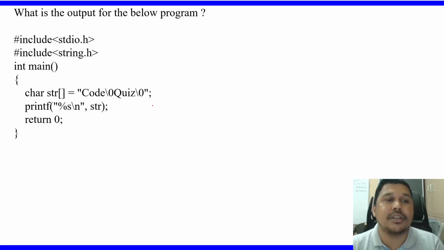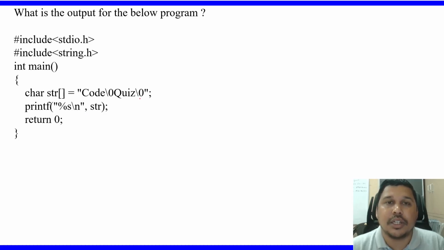Okay, please see this question again, a simple question on strings. I have a string str equal to "code\0quiz\0". In between I have kept the \0. Now printf("%s\n", str). So what will this print?